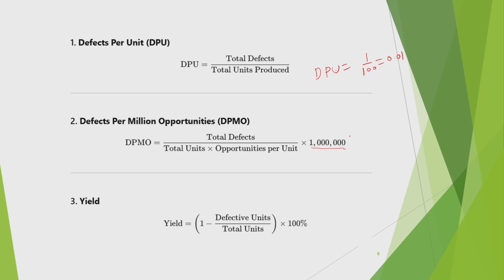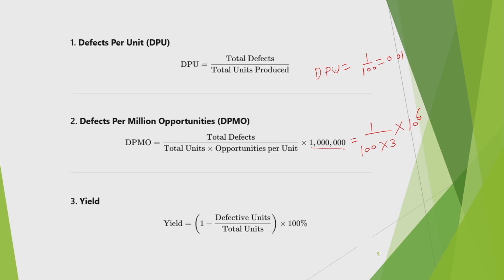So here what happens in DPMO: suppose I am making 100 units and in each unit there can be 3 defects. Let us say we have 3 critical dimensions, and that is the only way a defect can occur. So either one dimension is incorrect and the other 2 are correct, or all 3 are correct, like that. So 3 types of defects can occur, meaning 3 dimensions may go wrong. So opportunities per unit is 3. If total defect is, suppose, 1 out of 100 pieces, then it is 1 divided by 100 into 3 and into 10 to the power 6.